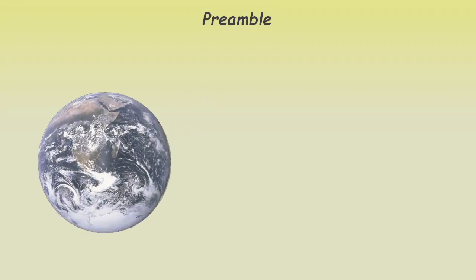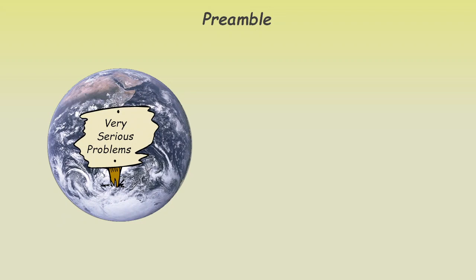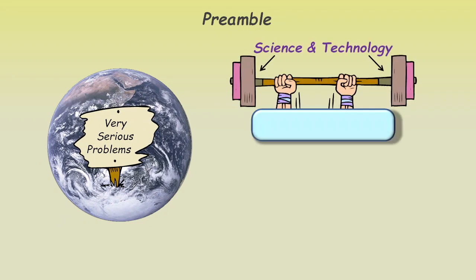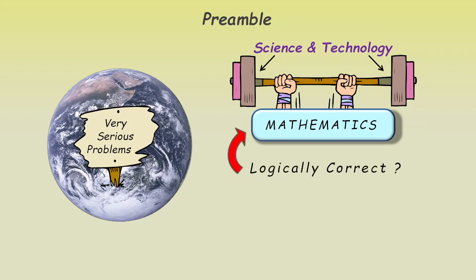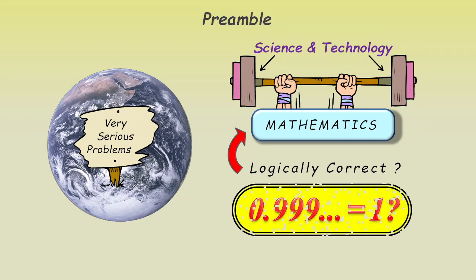We tackle a lot of the very serious problems of the world through the application of our science and technology. And of critical importance to our science and technology is that the underlying mathematics, the thing that props it up, is logically correct, whatever that means. And at the heart of whether or not mathematics is correct is this little question of whether or not 0.9 recurring can be said to be equal to 1. It can't be stressed enough how important this little question really is.